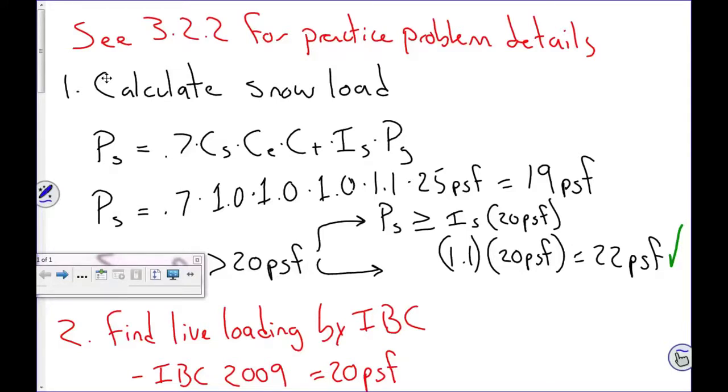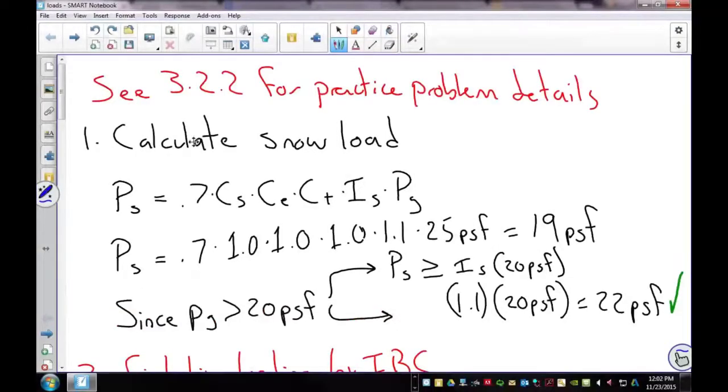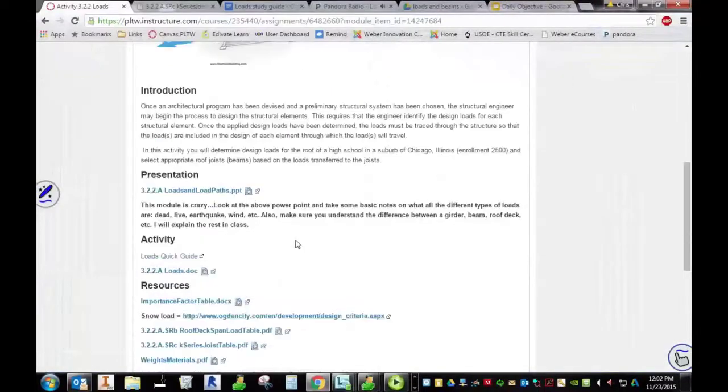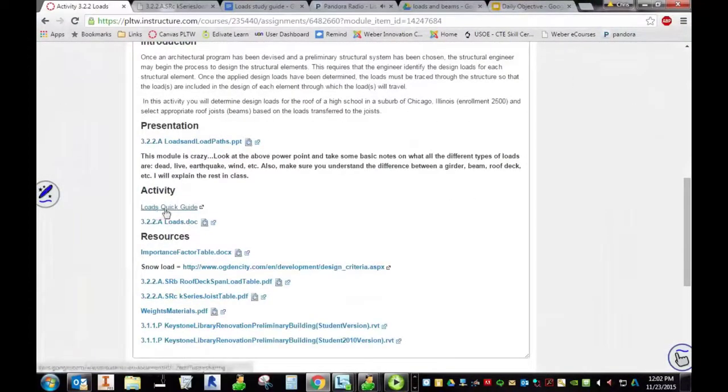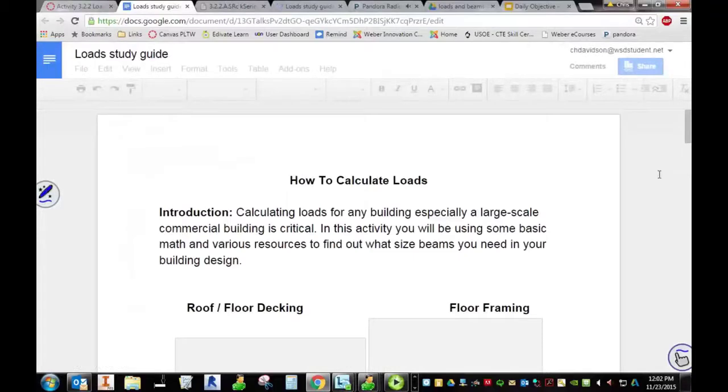So I trailed off a little bit. I talked about some of those variables, the C sub S, the C sub E, the thermal factor, and I got sidetracked a little bit. So there's another document we need to open. If you back up to Canvas, Loads Quick Guide, it's actually the document that you have in your hand, but there's a link on there we're going to need to click. So open that one up too.